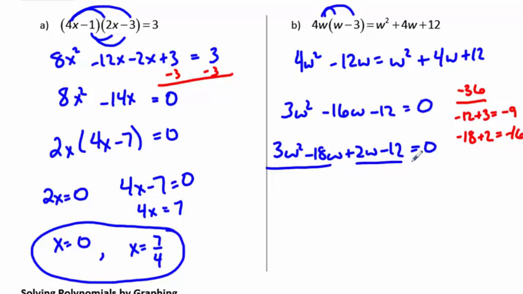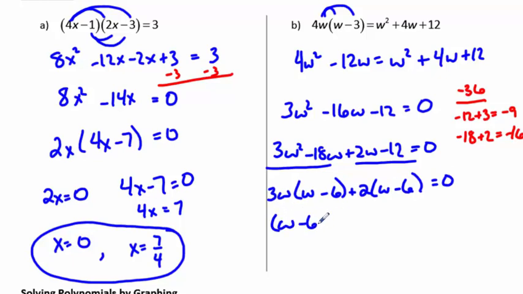And 4 terms now, so we're going to group. The first two have 3 and w in common. If you factor that out, you're going to be left with w minus 6. And the second two terms have a 2 in common. If you factor the 2 out, you're going to be left with w minus 6. It's almost factored. They have a binomial in common, the w minus 6. Factor that out, and the first term is going to give you a 3w, plus the second term is going to give you the 2.